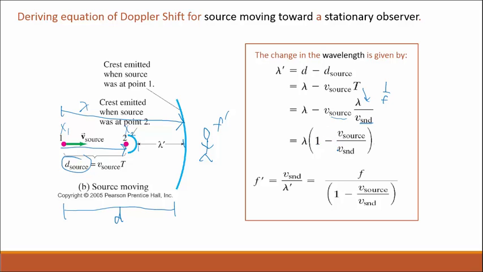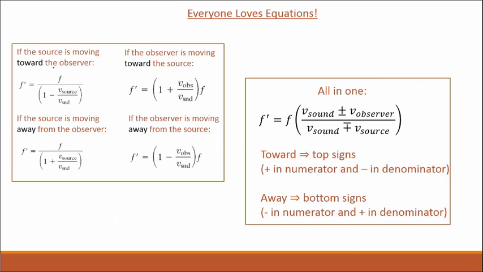And we didn't want to know the shifted wavelength. We're often concerned with the shifted frequency. So if we want to find the shifted frequency, we plug in the speed of sound over the shifted wavelength, and that gives us the original frequency over 1 minus the source speed over the sound speed. Okay? So there is one equation that we can use.